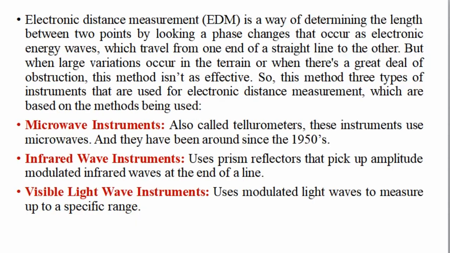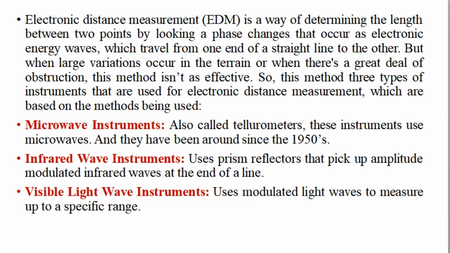Electronic distance measurement is a way of determining the length between 2 points by looking at phase changes that occur as electronic energy waves travel from one end of a line to the other. But when a large variation occurs in the terrain, or when there is a great deal of obstruction, this method isn't effective.